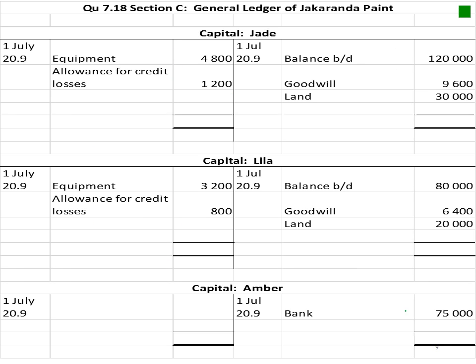So the next thing that happens is that Amber puts his 75,000 into the business. So we're going to debit bank, receive the money, and credit Amber's capital account with his contribution.